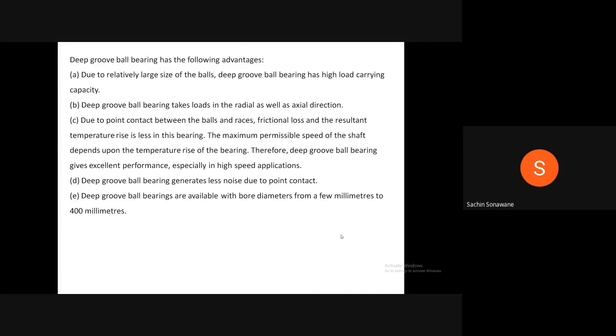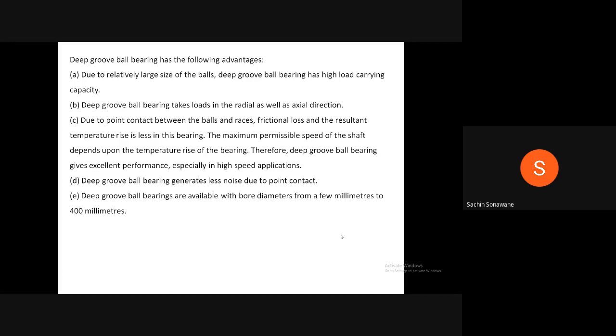Deep groove ball bearing has the following advantages. First, due to the relatively large size of balls, deep groove ball bearing has high load carrying capacity. Deep groove ball bearing takes loads in the radial as well as axial direction.